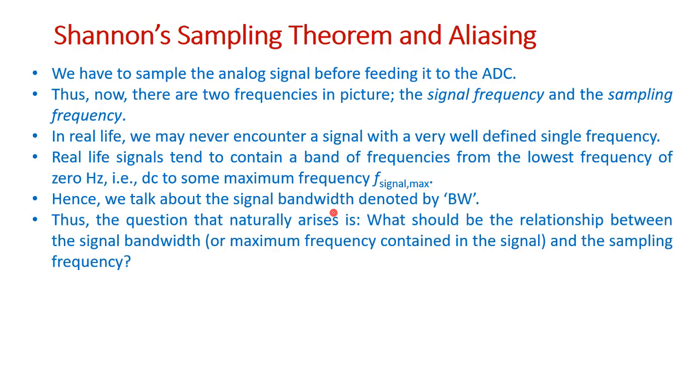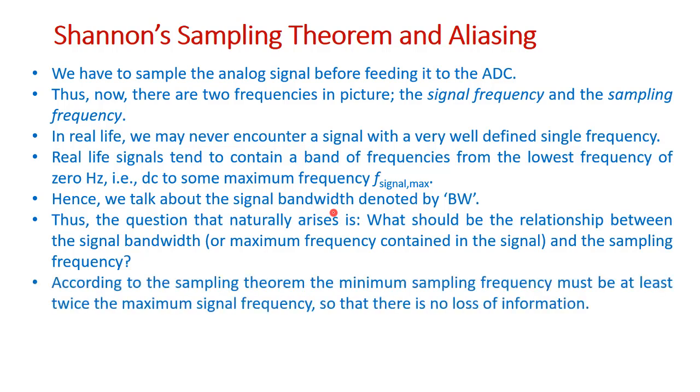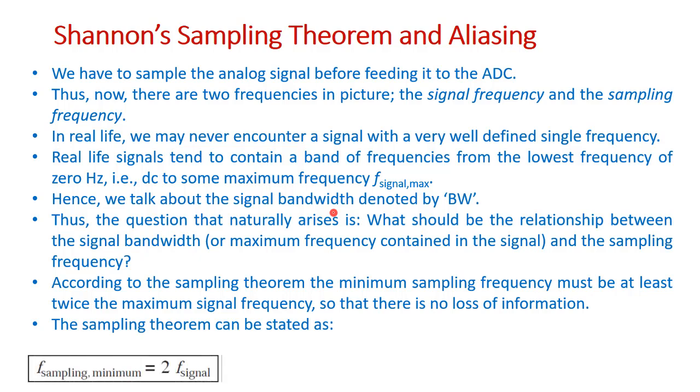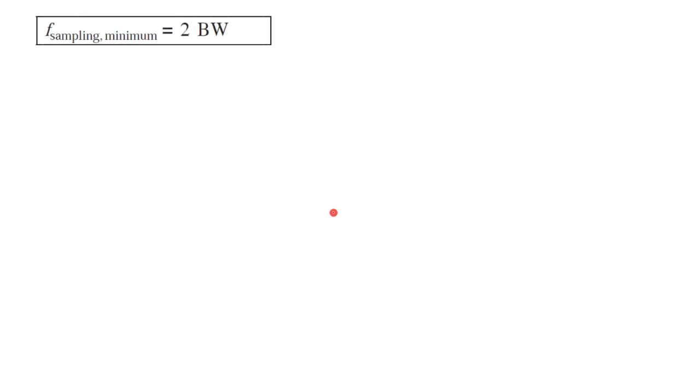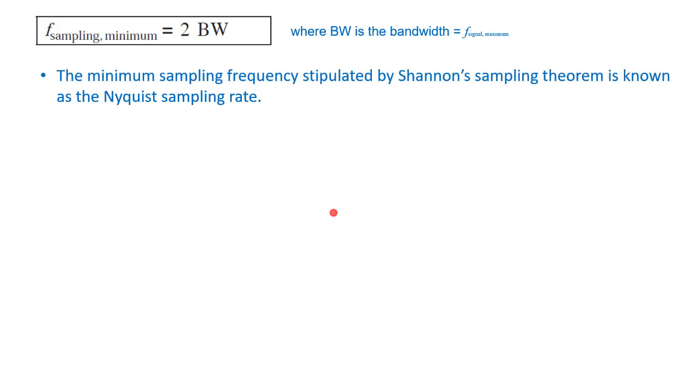So the question that naturally arises is, what should be the relationship between the signal bandwidth, that is the maximum frequency contained in the signal, and the sampling frequency? According to Shannon's sampling theorem, the minimum sampling frequency must be at least twice the maximum signal frequency so that there is no loss of information. So the sampling theorem states that the minimum sampling frequency should be equal to twice the signal frequency if it is a single, undistorted frequency. Because in practice the signal consists of many different frequencies, the minimum sampling frequency will be twice the bandwidth. That is, the bandwidth is nothing but the maximum frequency contained in the signal.